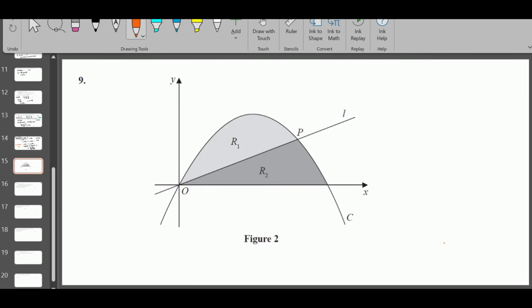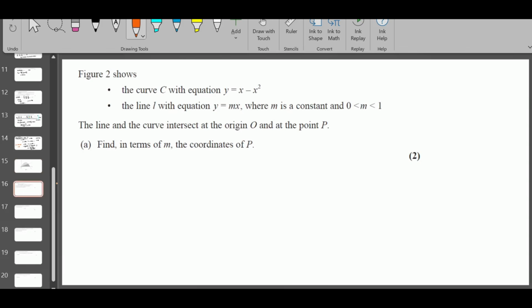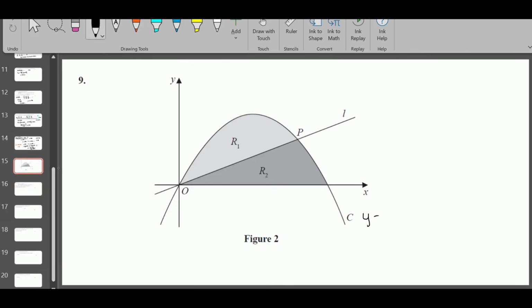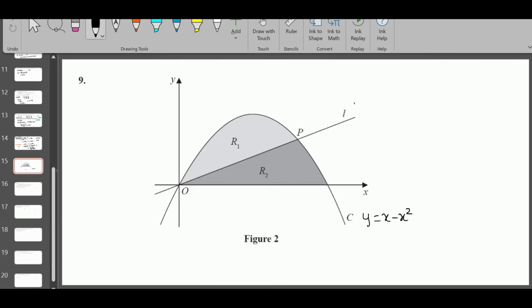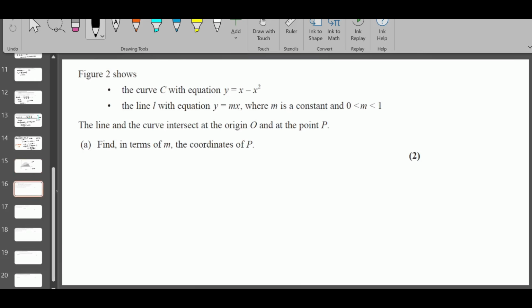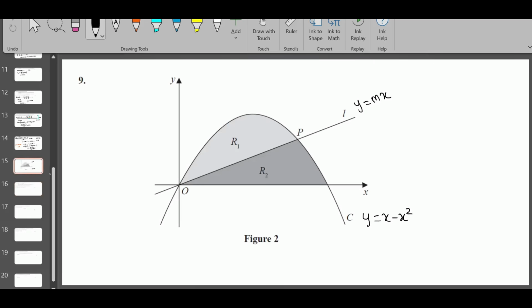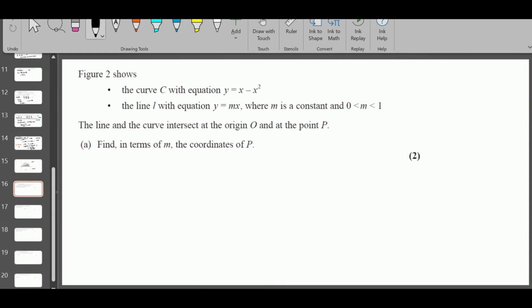Question number 9. We have a diagram given, a curve, straight line, two shaded regions. Let's read the question. Figure 2 shows the curve with the equation y is equal to x minus x square. So this is C, y is equal to x minus x square. And then the line is y is equal to mx, but m is between 0 and 1. The line and the curve intersect at origin and P, as you can see here. Find in terms of m the coordinates of P.